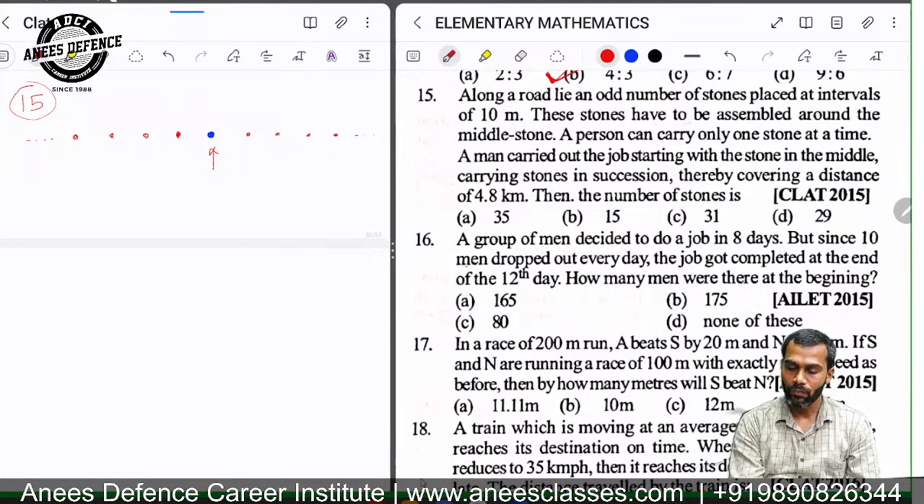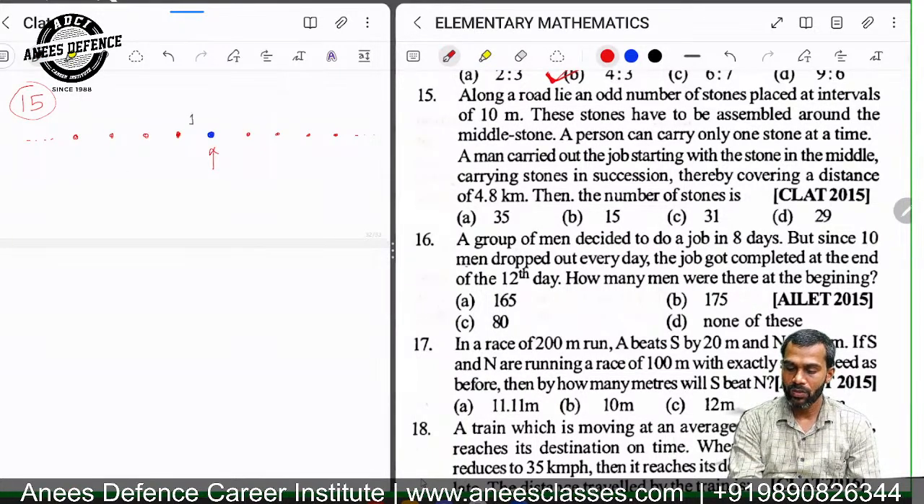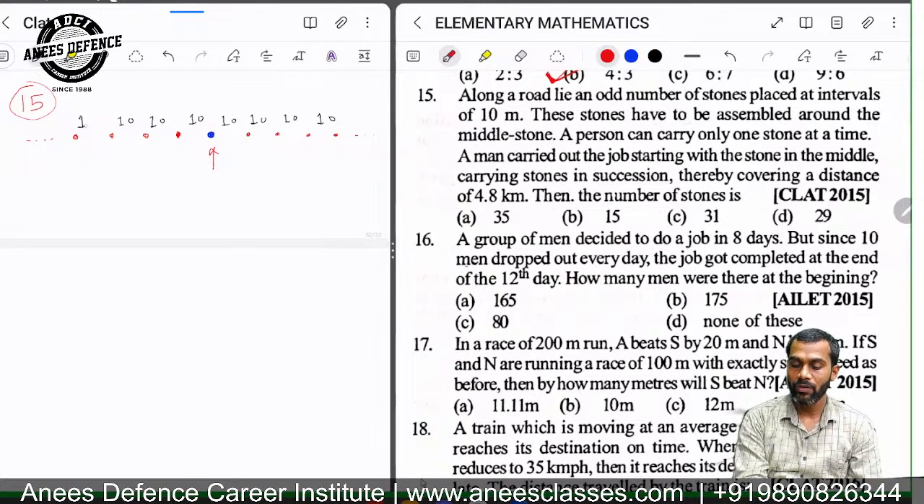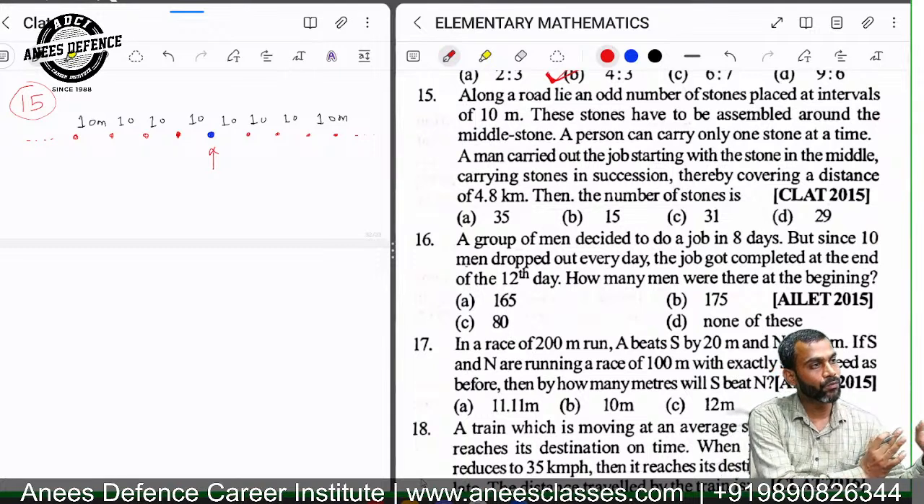Tell me. 10 meters? Here 10. This is also 10. This is also 10. This is also 10. So the distance between two consecutive stones is 10 meters. So a person starts with the middle stone. Now, he has to cover only one side of stones.